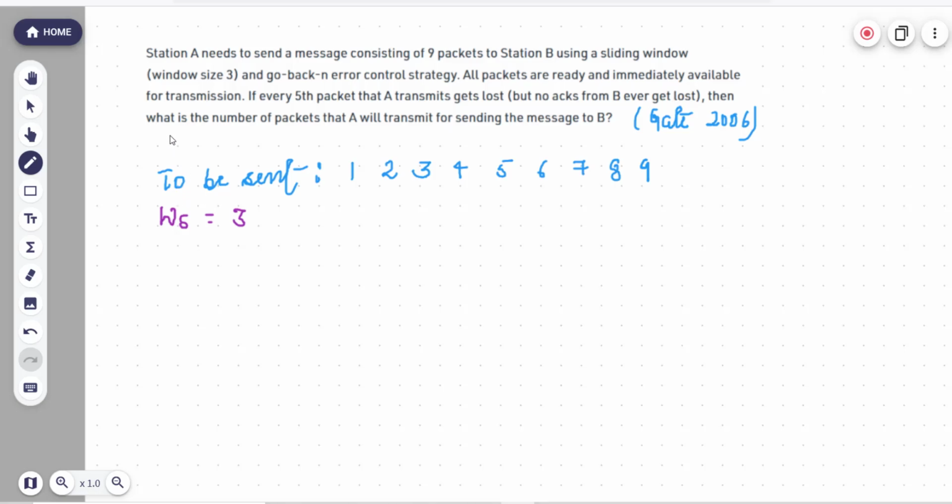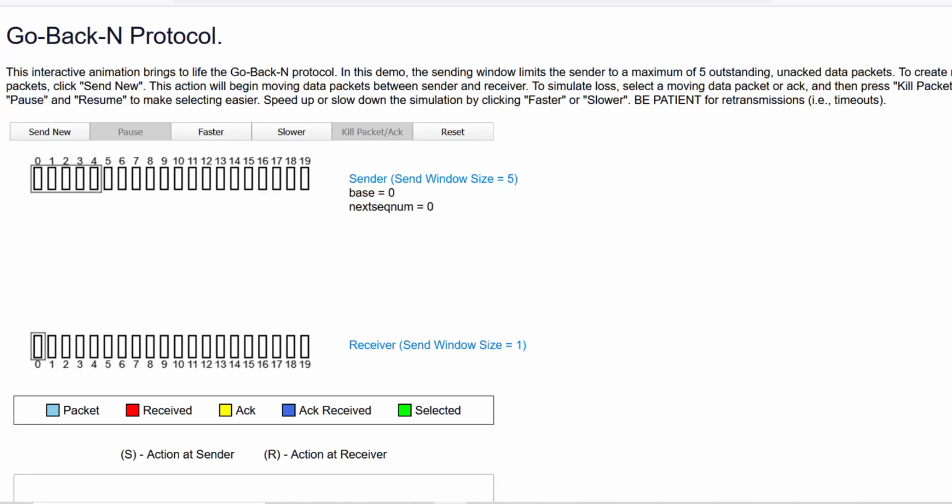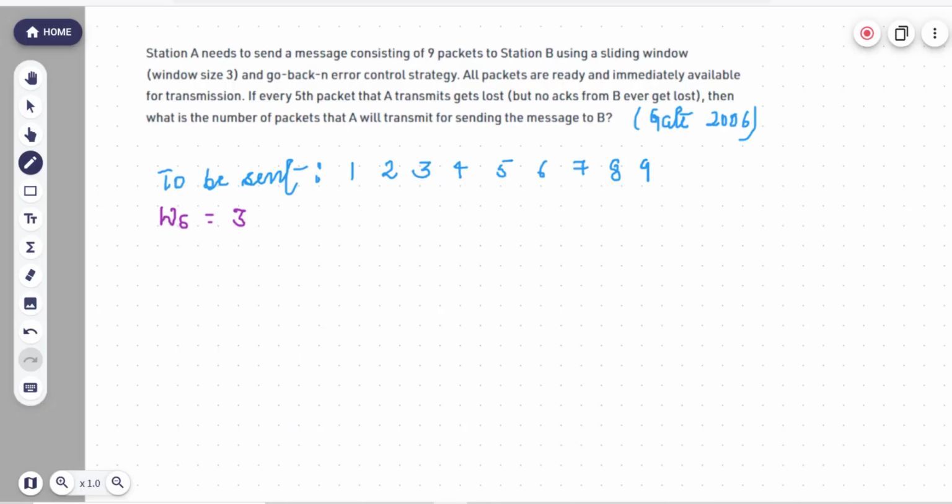This is a problem from GATE CS 2006. It is about Go Back N, and we will look into a visualization and try to understand the working of Go Back N, and then we will solve this problem. But before that, we need to understand what the question asks.